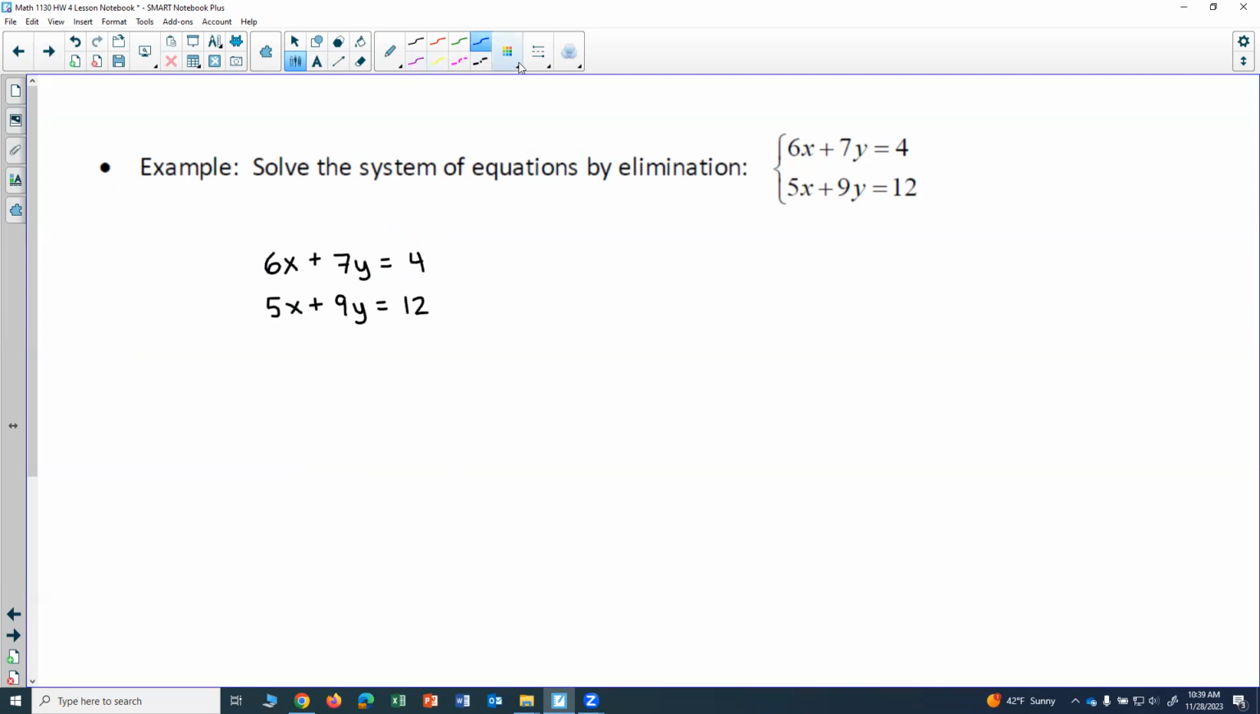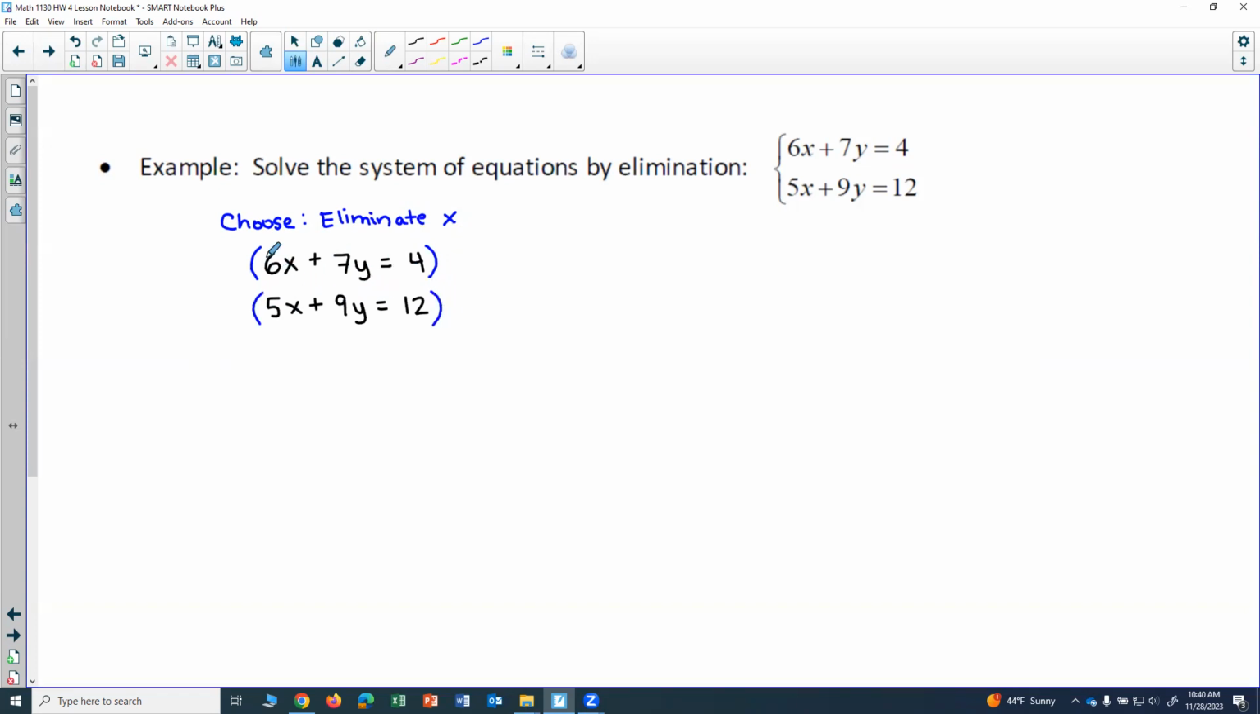Now it's a choice, which variable do I want to eliminate? And when I choose, that will determine what I multiply each equation by. So I'm going to just choose to eliminate the x. So it doesn't matter. I could have chosen y, but I chose x. So what that will do is that will tell me what to multiply the first equation by and what to multiply the second equation by.